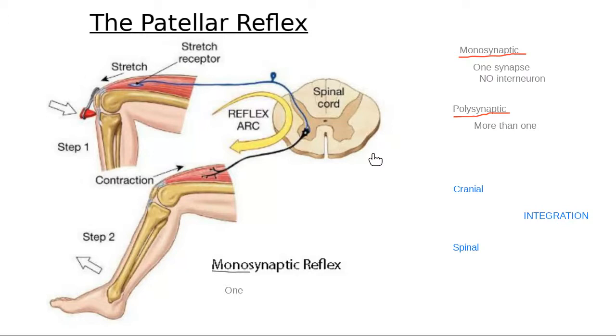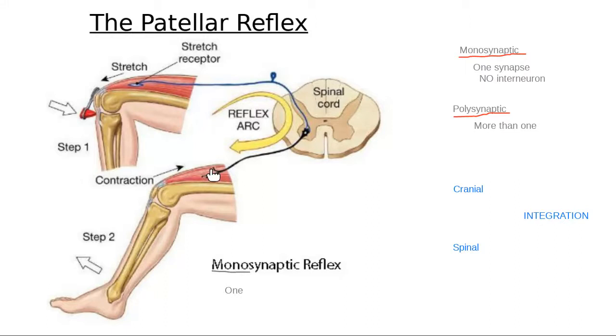So the patellar reflex is a spinal reflex. That means that we don't have to use the brain or the brain stem at all to process it. It's a monosynaptic reflex, meaning I don't even process at all. I go straight from sensory into motor to make it happen.